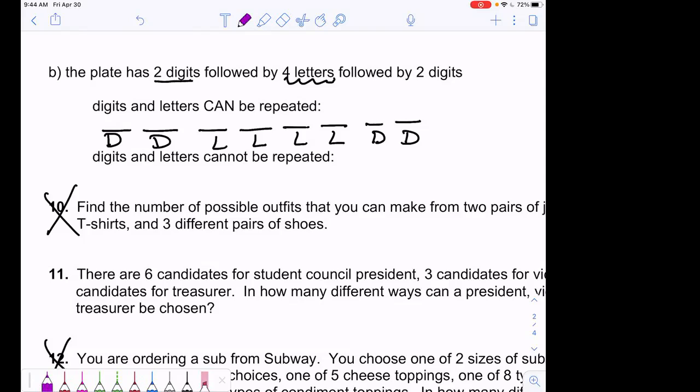So how many digits do you have to choose from, Haley, if they can be repeated? How many digits are there, Haley? Total digits. So how many total options are there to choose from when we're talking about numbers?